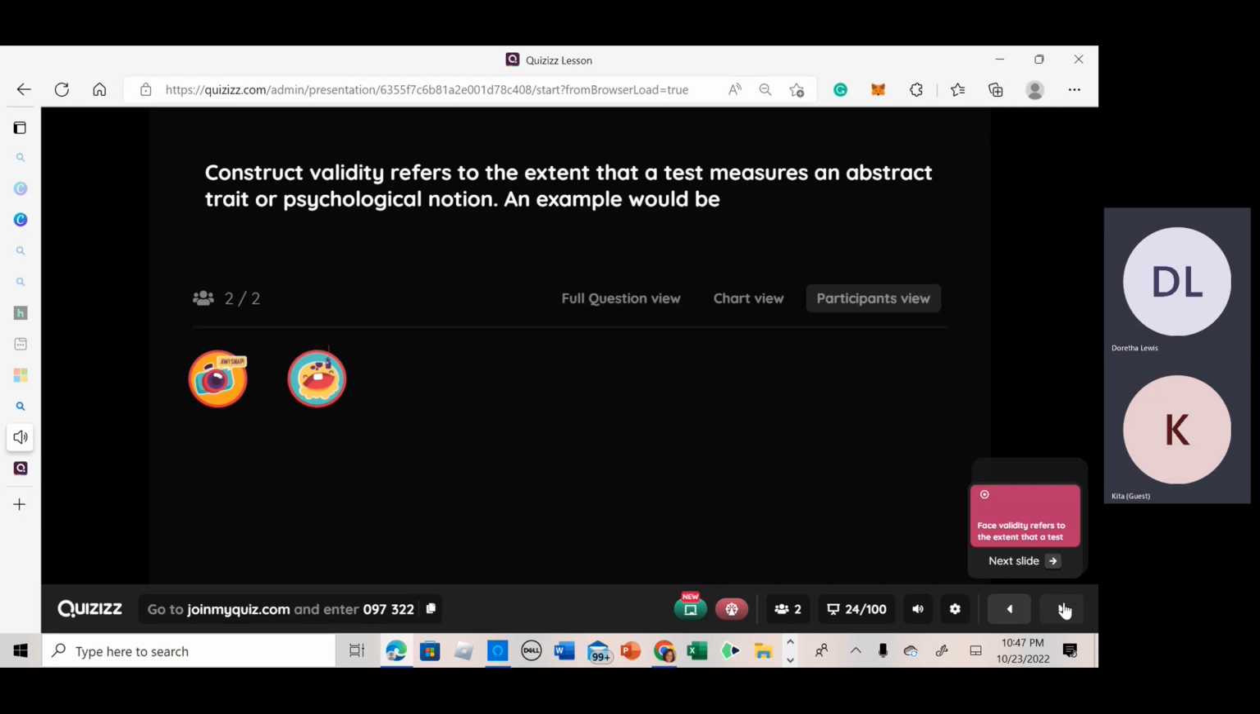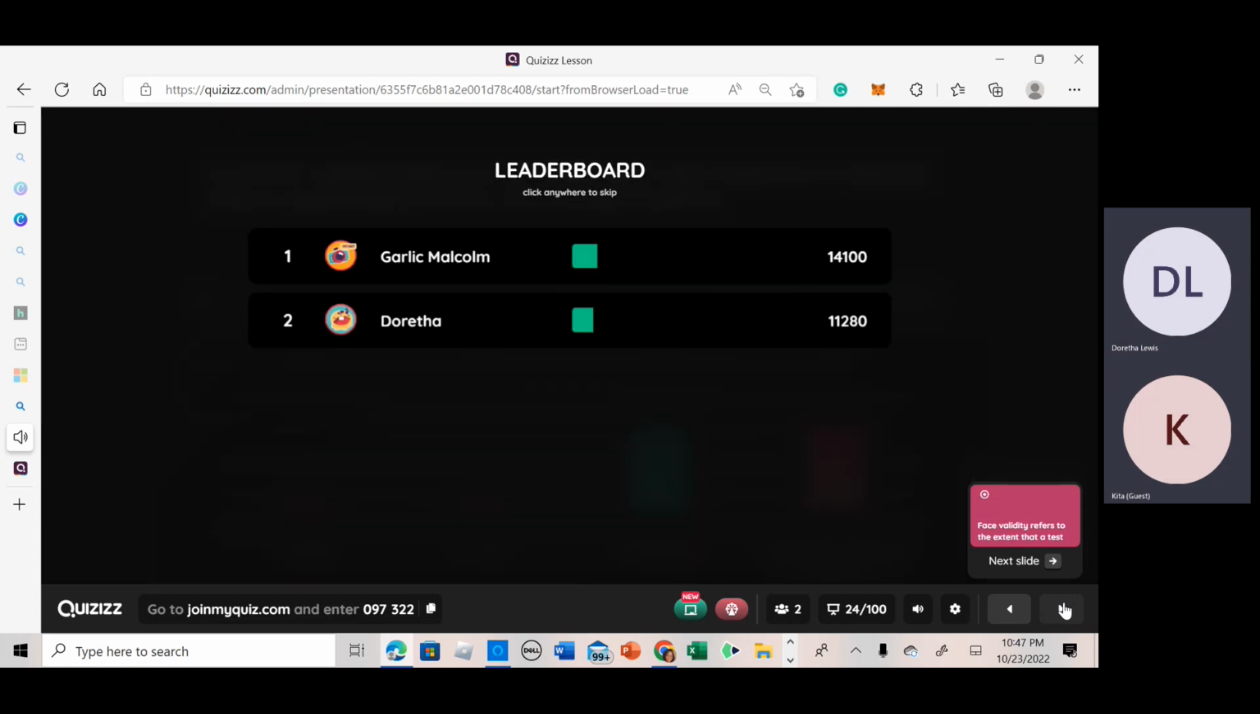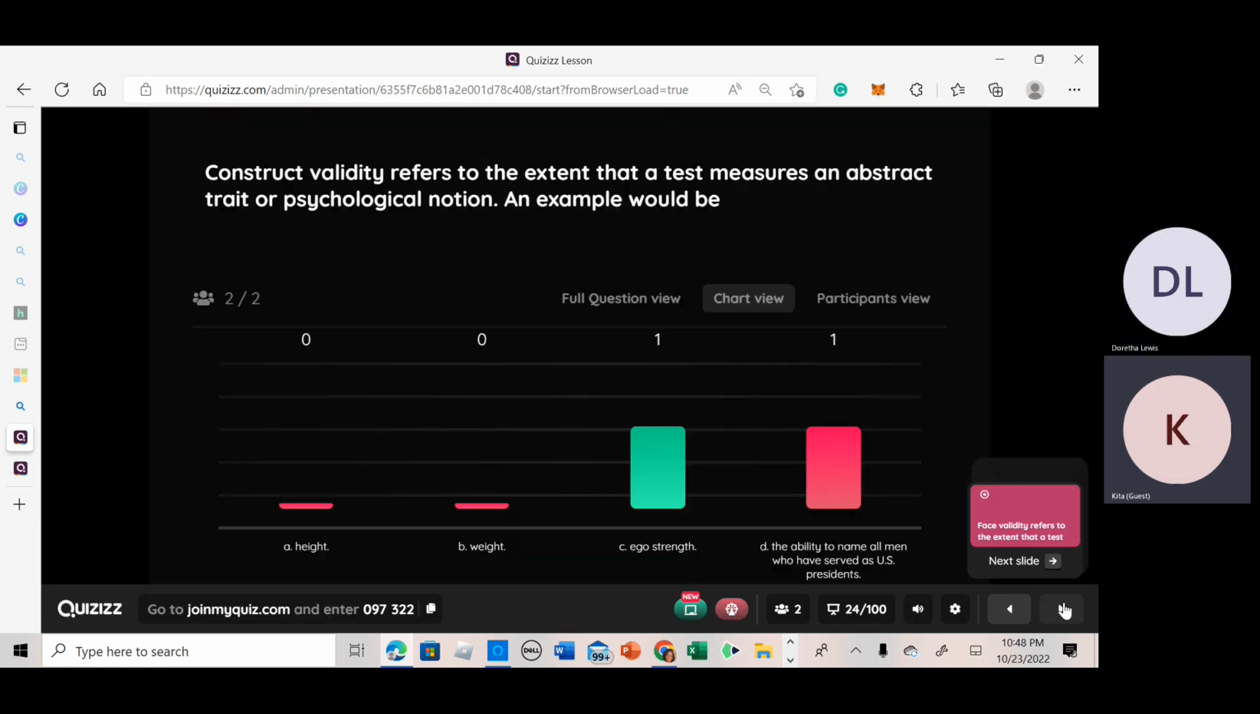Construct validity refers to the extent that a test measures an abstract trait or psychological notion. An example would be ego strength. And that makes sense because you're measuring the psychological notion. So ego is in the conscious mind.